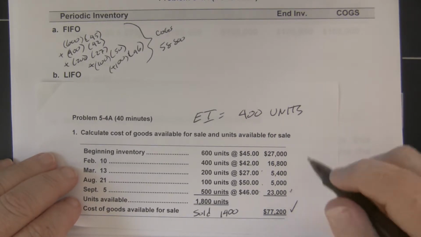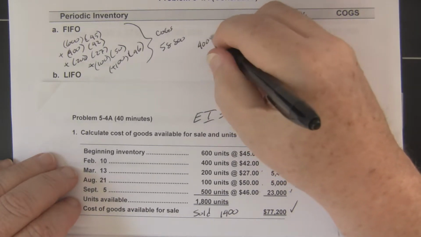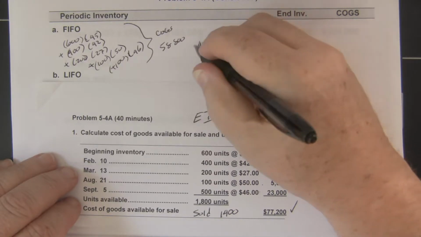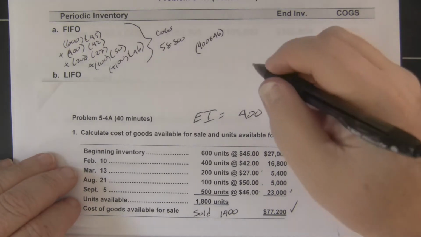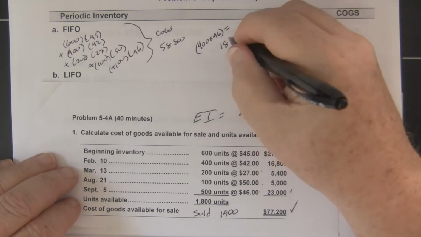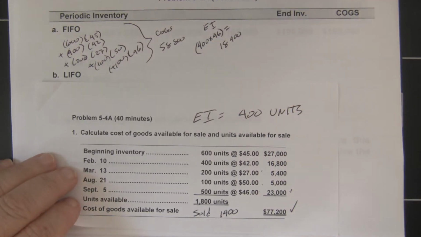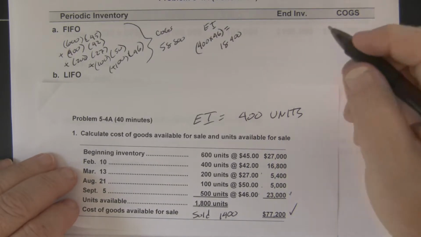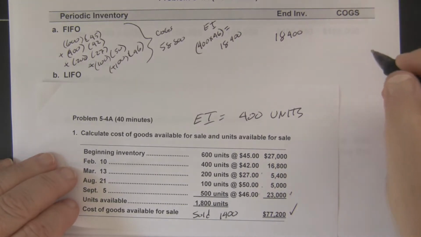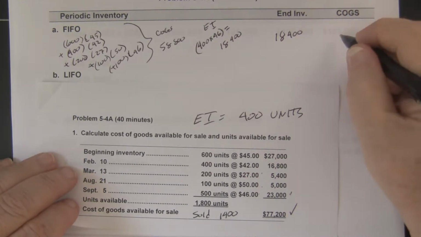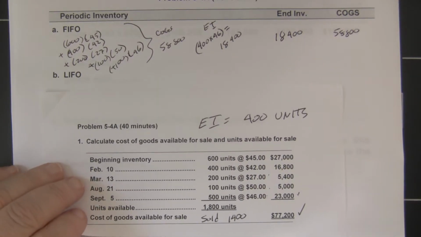Then your book says, now compute the ending inventory, which under FIFO is the 400 newest units. So that's these. So we have 400 at $46. And that gives us 18,400 as our ending inventory. That's our ending inventory under FIFO. So we can be good, diligent students and write down ending inventory 18,400, cost of goods sold 58,800. We could do that if you wanted to.